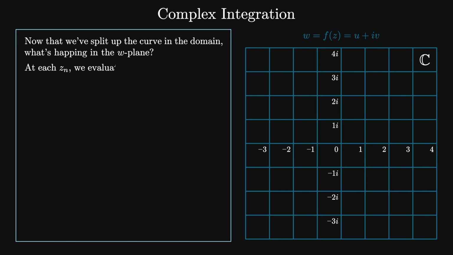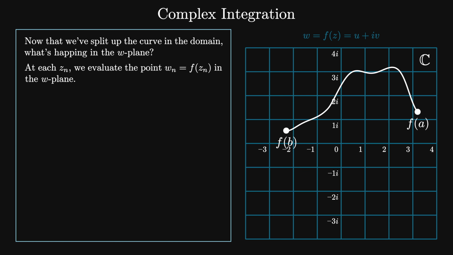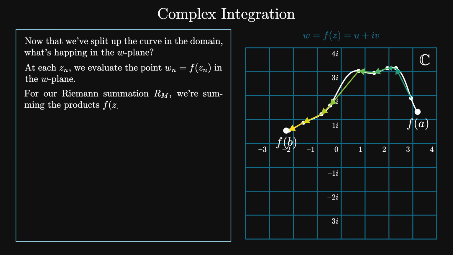Now that we've split up the curve in the domain, what's happening in the w-plane? At each z_n, we evaluate the point w_n equals f of z_n in the w-plane. Unlike the path in the z-plane, the image of f of z_n doesn't form equally spaced segments. For our Riemann summation R_m, we're summing the products f of z_n times delta_n, which equals w_n times delta_n, which we're going to call delta tilde_n.